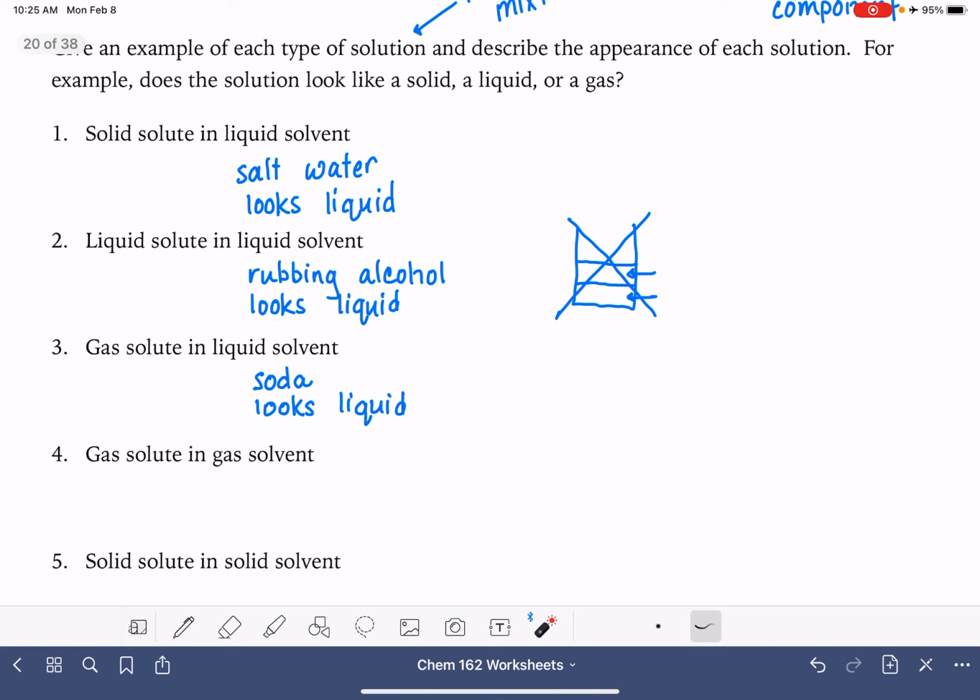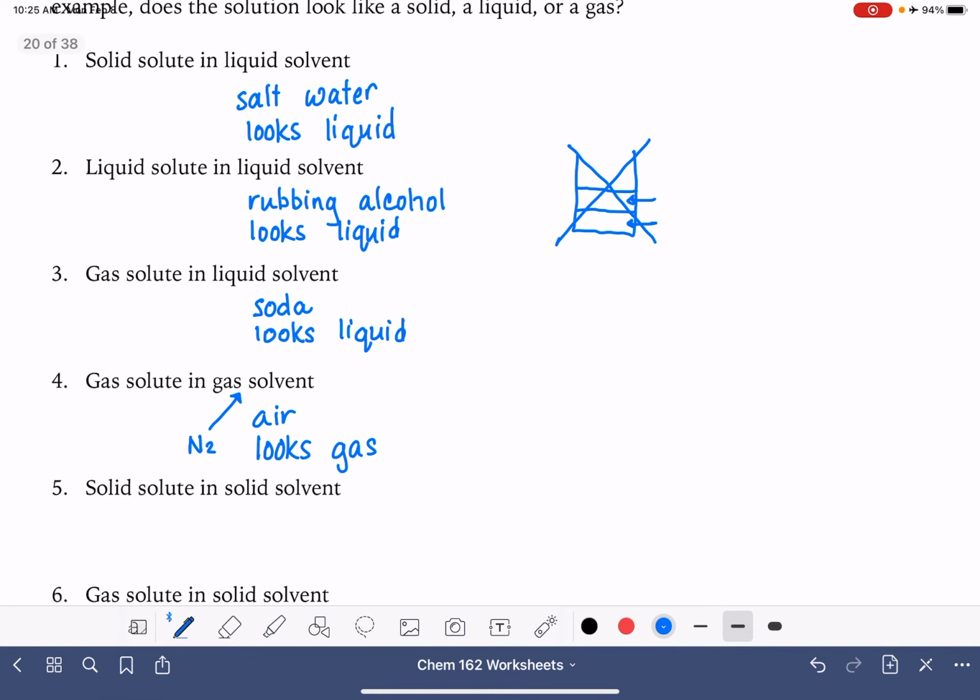A gas solute in a gas solvent, a great example of this would be air. In air, the solvent, the component that we have the most of, is nitrogen gas. That's about 78% of the air that we breathe. And then we have a lot of other gases dissolved in that N2 gas. For example, oxygen, O2. We have carbon dioxide that we exhale. And this looks like a gas. It's funny to say that because we can't see it. It doesn't really look like anything.